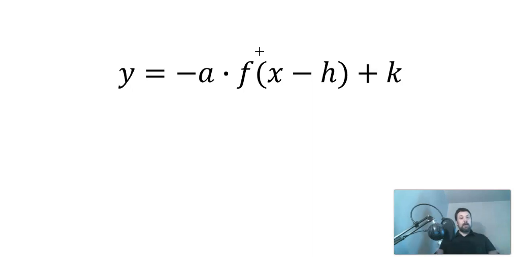So instead of going through it one at a time, because we could talk about just reflection, just translating horizontally, just translating vertically, which is what the textbook does, I find it's easier just to kind of throw them all together. I'm pretty sure that's what I'm doing here.